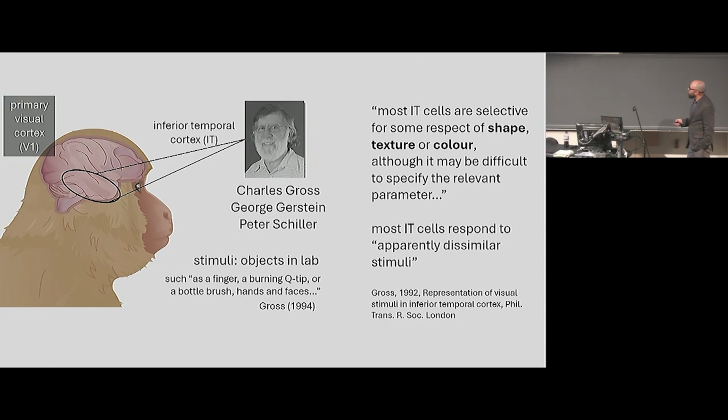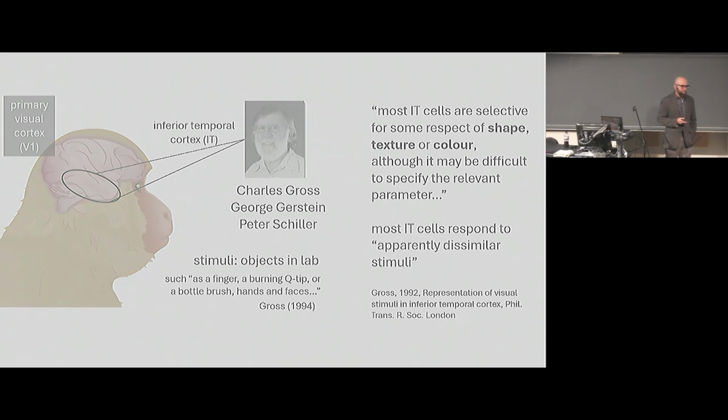And like Hubel and Wiesel, they were making use of every kind of stimulus that they could, including things like their body parts, burnt Q-tips, whatever they could find in the lab. And here the result that Charlie Gross described is that a lot of these cells were really selective for some kind of shape, texture, or color, but it was very difficult to specify what the unifying principle was between the responses of these neurons. So apparently the similar stimuli is the way that he phrased it. So what did he mean by that?